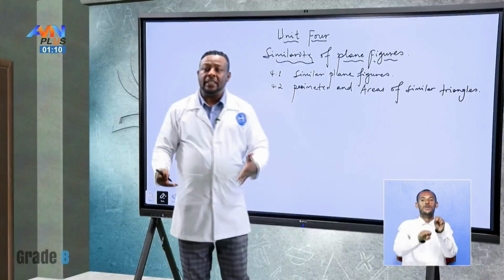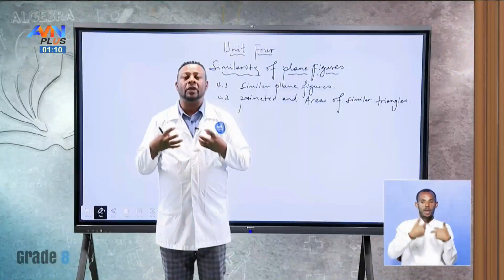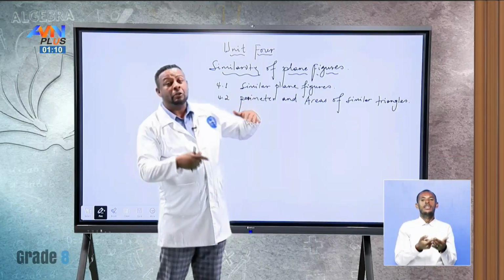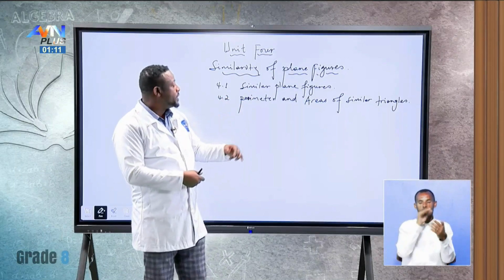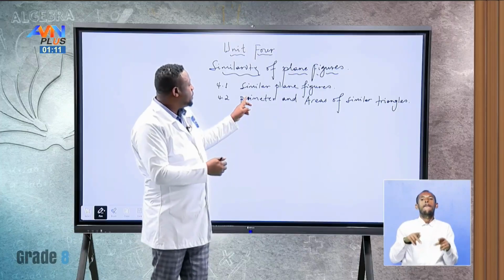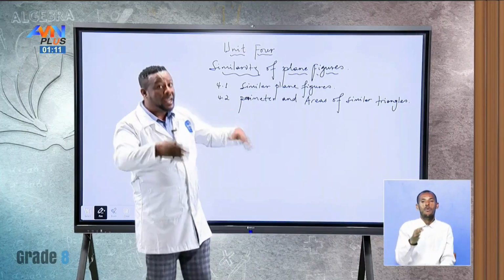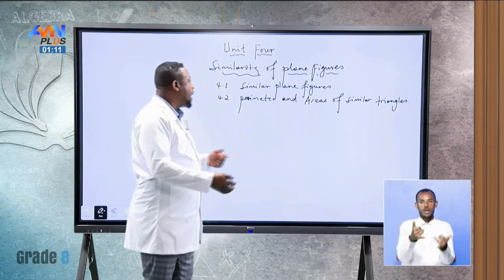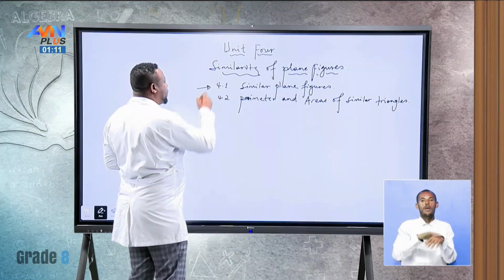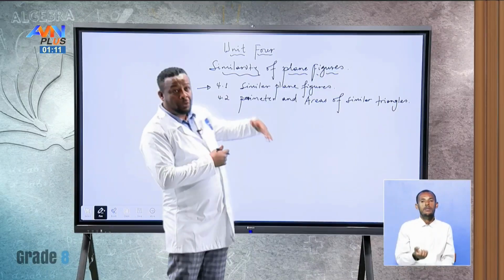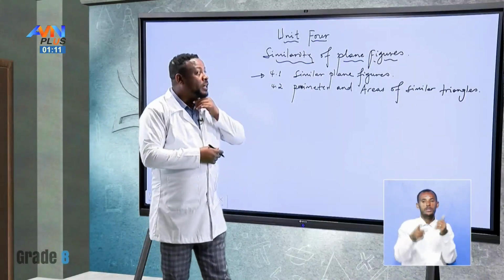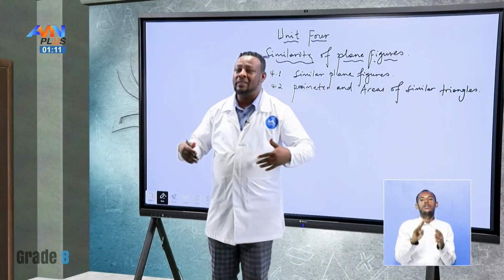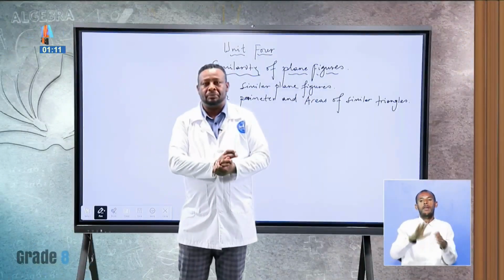So in this unit, we have two major subtopics. The first one that I mentioned here is similar plane figures, and the second one is perimeter and areas of similar triangles. Today we will have a discussion on the first topic of this unit, which is about similar plane figures. So let's formally state what similar plane figures refers to.